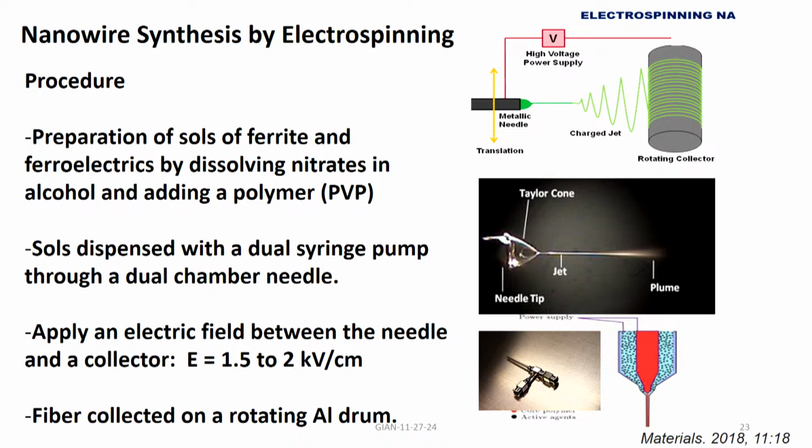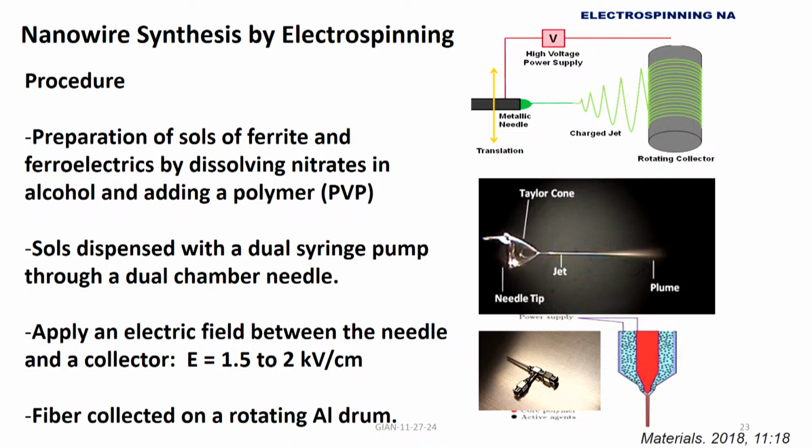So how is it done? This is called electrospinning. The first step in the process is you have to make a solution or sol of the two phases separately, the ferrite and the ferroelectric. It's a long process. It takes 1 or 2 days. So the ferrite sol or the ferroelectric sol is made by taking nitrates.